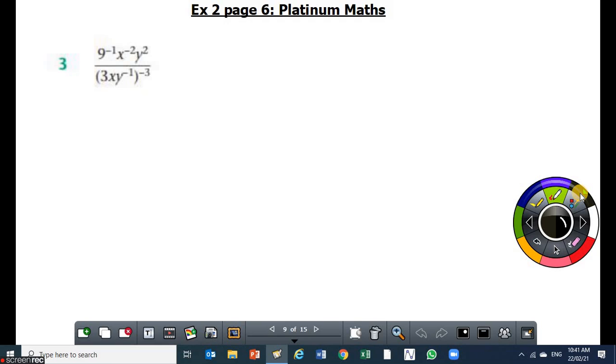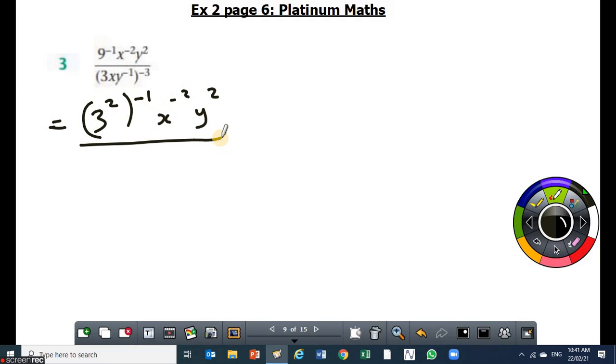So here, first thing that I'm going to do is to remove the brackets. I'm going to remove the brackets to make things simpler for me, and I'm going to convert all bases that are not prime to prime bases. So, the first step is to convert that 9 to a base of 3. So this becomes 3 squared, all raised to the power of minus 1 times x to the power of minus 2 times y squared, all over.